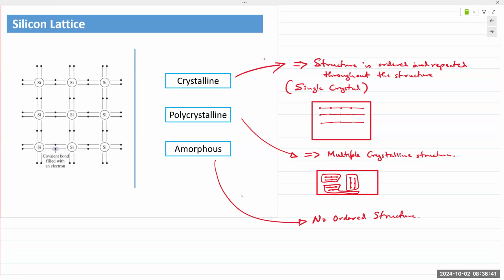And this is not applicable only to silicon, it's applicable to any material. Okay, you have crystalline solids, semi-crystalline, which is polycrystalline, and then amorphous.